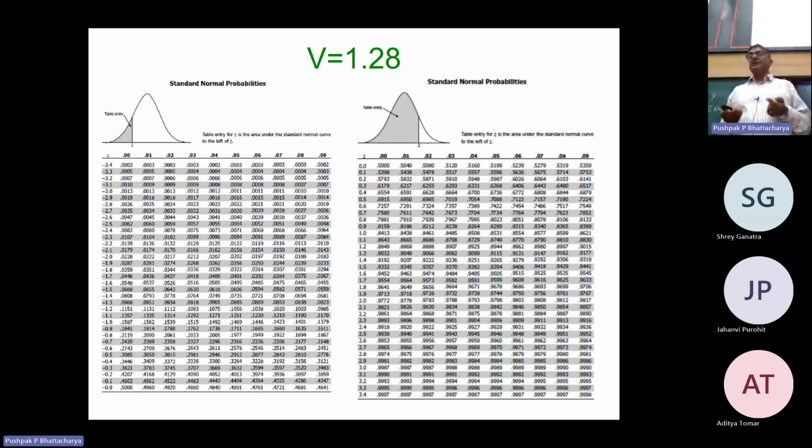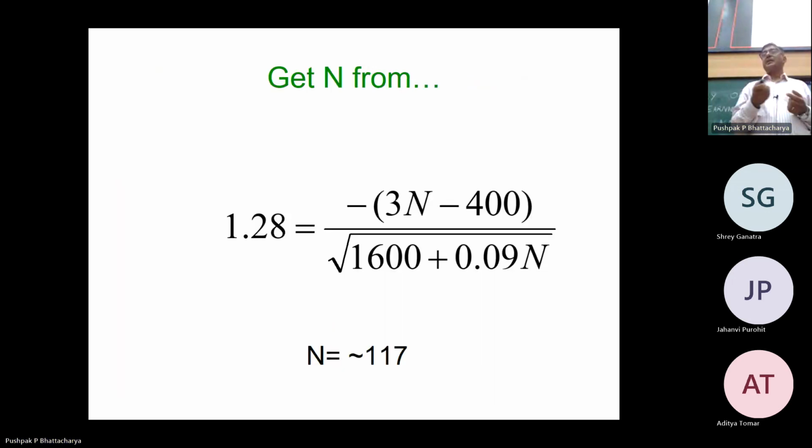Now, if we found that V is 1.28, how do I use it? We want 1.28 to be equal to (minus 3n minus 400) divided by the square root of (1600 plus 0.09n). Solving for n, I get n is approximately equal to 170. So the most liberal estimate gave me 163. Equalizing the means gave me a value of 133. The most conservative estimate gave me 109. And the probabilistic treatment gives me 170. So we have to analyze these numbers.